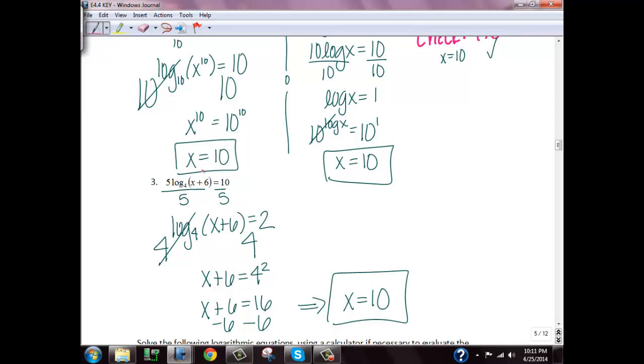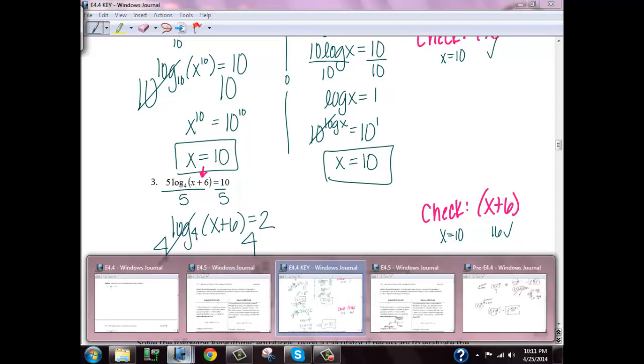And I forgot to put my pink arrow, but notice my unknown came from the inside number, so I would need to check. My inside number is x plus 6. So if I plug in my solution, which is 10, 10 plus 6 is 16, which is not 0 and not negative. Therefore, I can use my answer of x equals 10. Okay. So I want to look at a few more examples to get a little bit more complex, not horribly so, and then I'll let y'all practice some more.